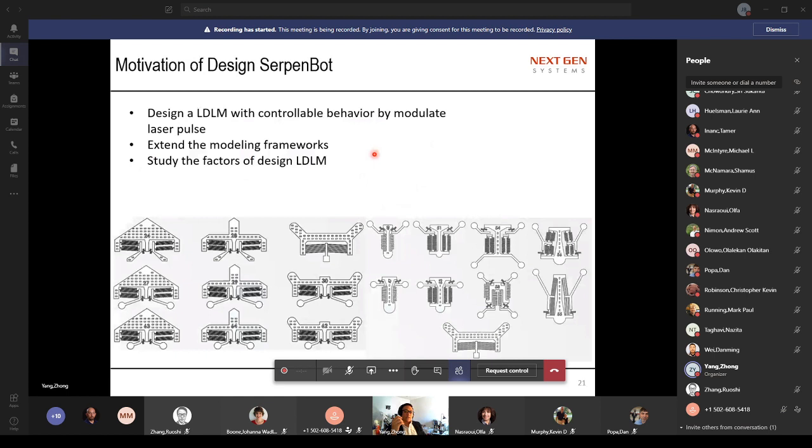So if we want to make a microrobot with controllable behavior, I designed a new type of microrobot called a SerpentBot. Here is a different SerpentBot I designed. Basically, it's based on the same structure, or we can say a similar structure. I call it the elbow thermal actuator. This I invented. I will talk about these things in detail.